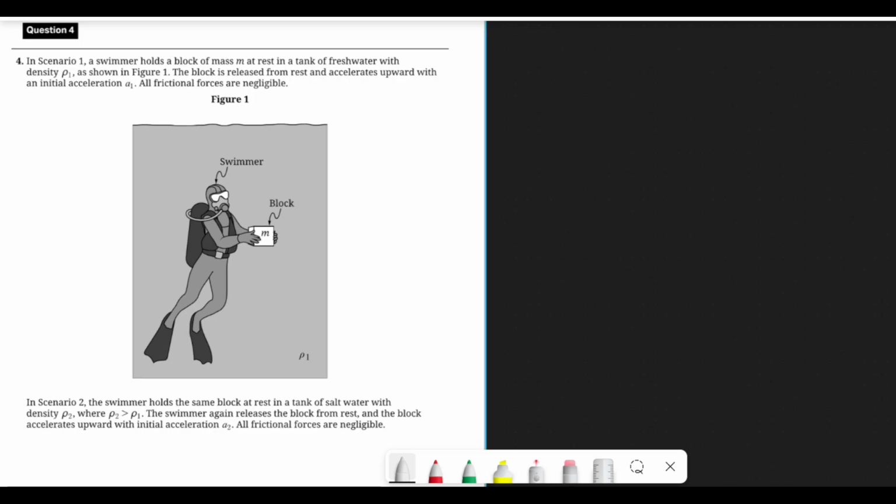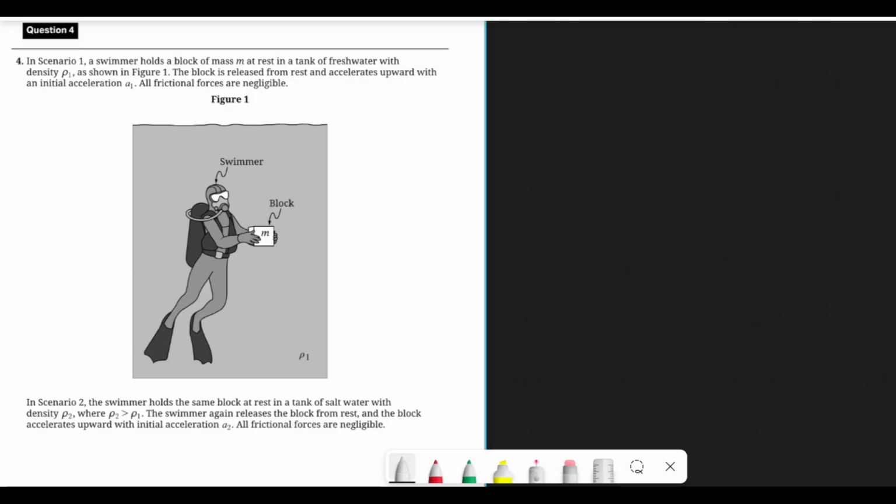In scenario 1, a swimmer holds a block of mass m at rest in a tank of fresh water with density ρ1, as shown in figure 1 right here. The block is released from rest and accelerates upward with an initial acceleration a1. All frictional forces are negligible.